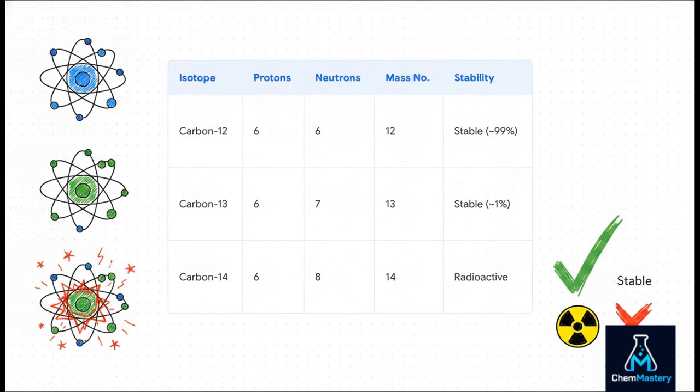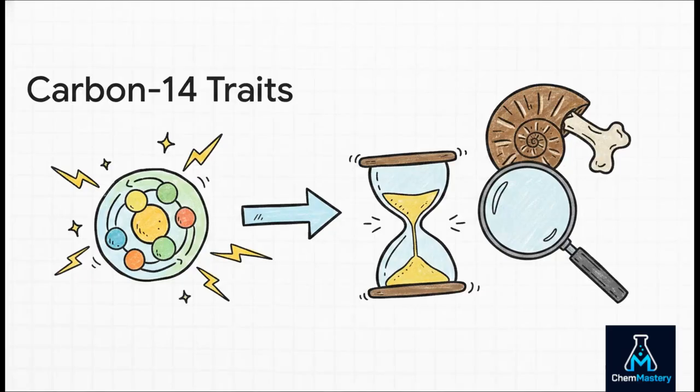All 3 variations possess exactly 6 protons, which keeps them officially categorized as carbon. But that 7th or 8th neutron steadily increases the total mass number, and more importantly, check out the drastic shift in stability. While carbon 12 and 13 are nice and stable, adding that extra weight makes carbon 14 unstable and actually radioactive. Let's quickly zoom in on carbon 14 to understand why this actually matters in the real world.